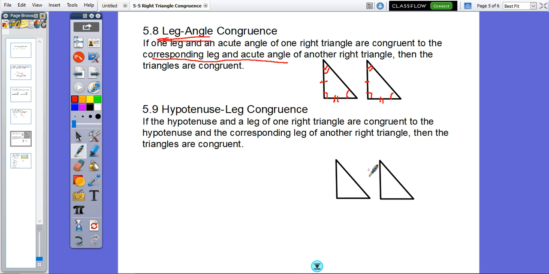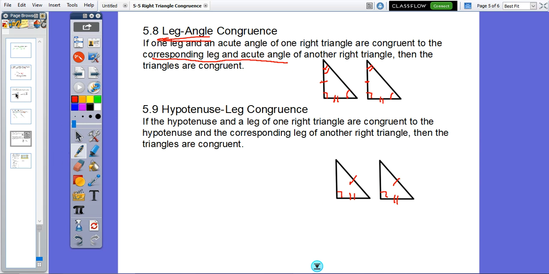The last one is our hypotenuse leg. This is the most common of them all. We got the hypotenuse for sure, congruent to each other, and one of the two legs. Doesn't matter which one. Let's say we're doing this bottom one this time. So this leg to this leg, this hypotenuse to this hypotenuse, the triangles are congruent.